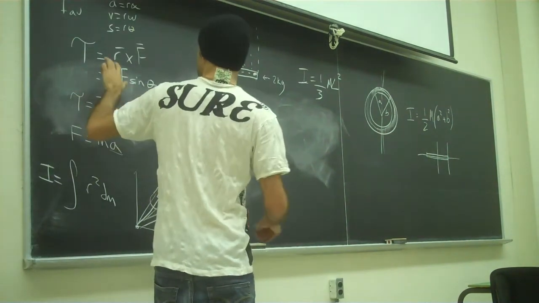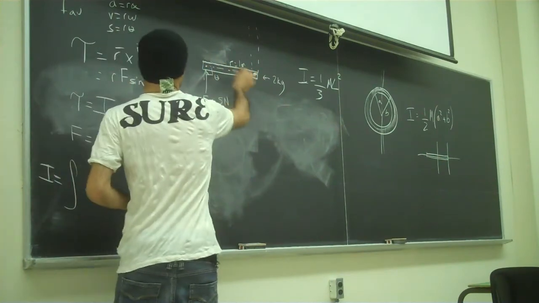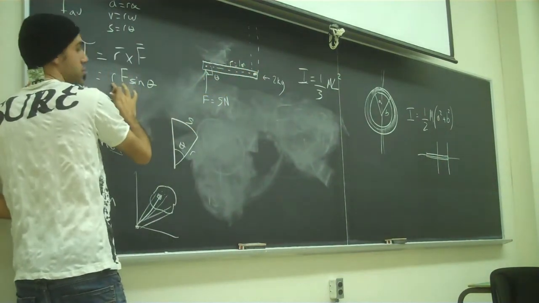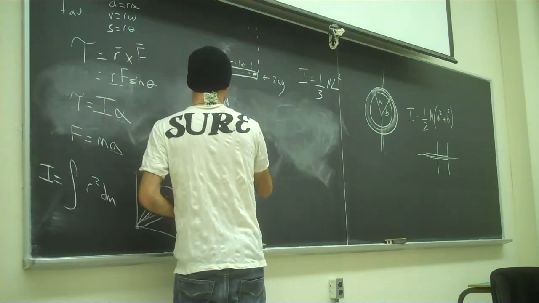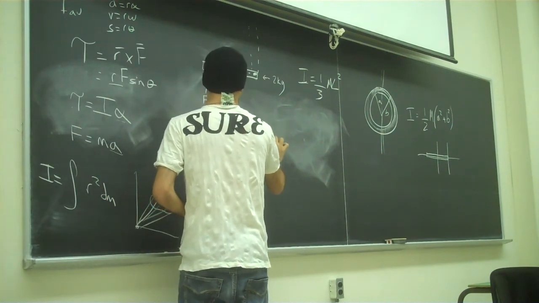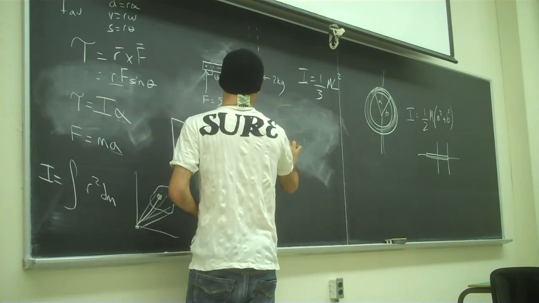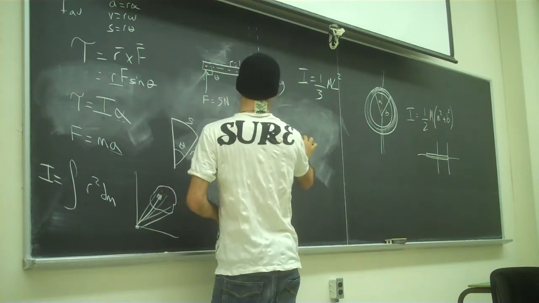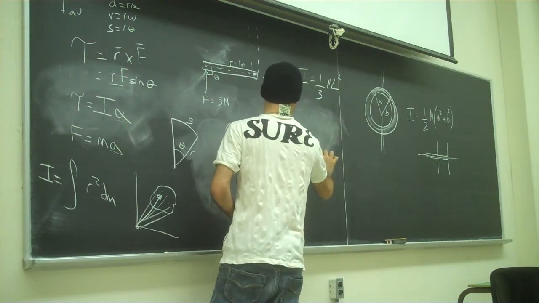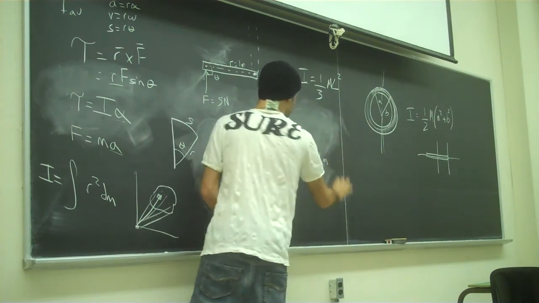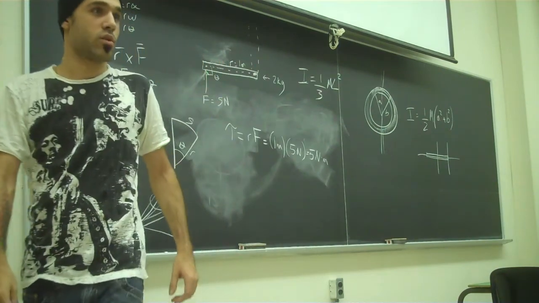So all we have to do, the angle between the force and radius is 90 degrees, so it will just be RF. So I'll just write it out over here. The torque will be R times F, which is 1 meter times the force, which is 5 newtons, which equals 5 newton meters. Right? The units of torque.